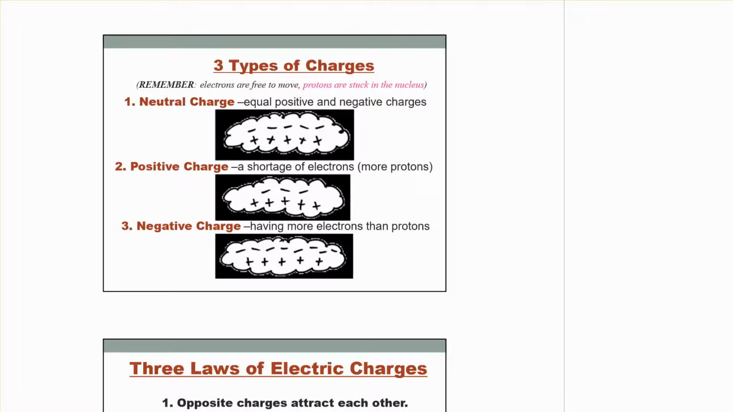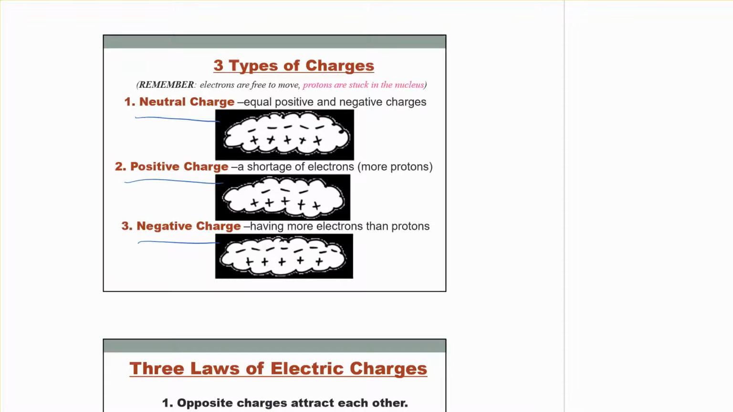Okay, so just common ways to draw these things. We've got three types of charges, definitely need to knows. You can have a neutral charge, a positive charge, and a negative charge. A neutral charge is more typically drawn like this. You can see that I've got 5 negative symbols or negative electrons, and 5 positive things. Those would be the protons. And they're equal. Neutral charge means that they're balanced out completely.